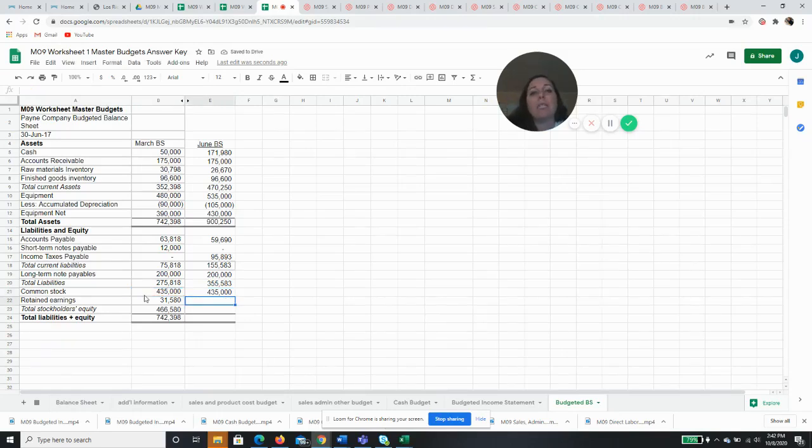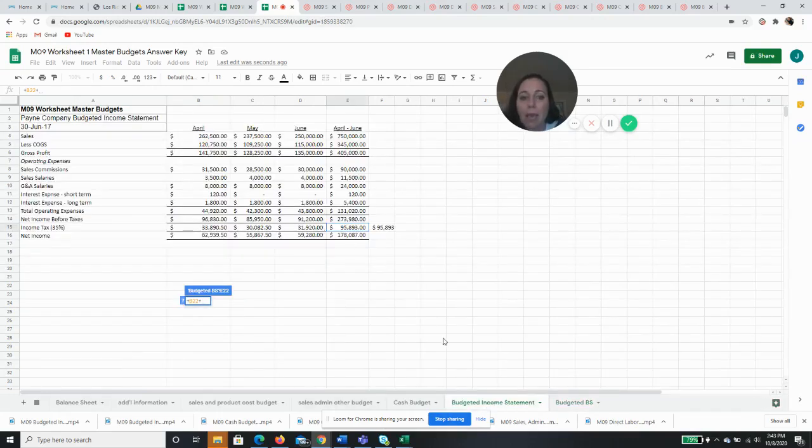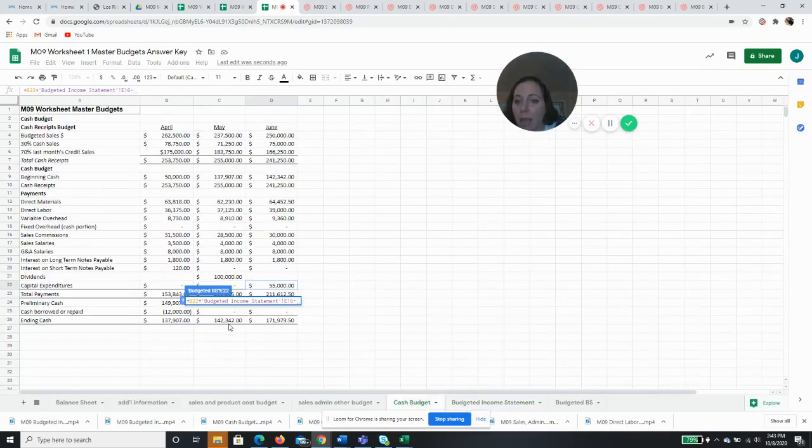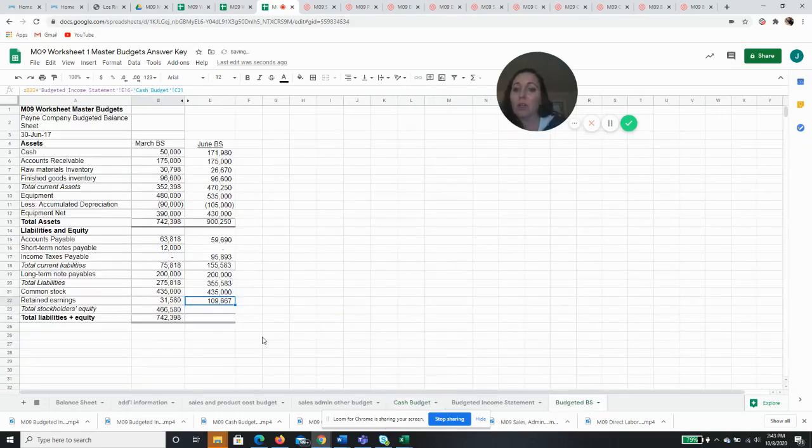Retained earnings. What do we know about retained earnings? Beginning retained earnings plus net income minus dividends equals ending retained earnings. So our beginning retained earnings is the retained earnings as of the end of March, $31,580, plus net income. So we'll go to our income statement. And we had total net income of $178,087 minus any dividends we paid. So I'm going to go to my cash budget, and we paid dividends in May of $100,000. So our new retained earnings are $109,667.